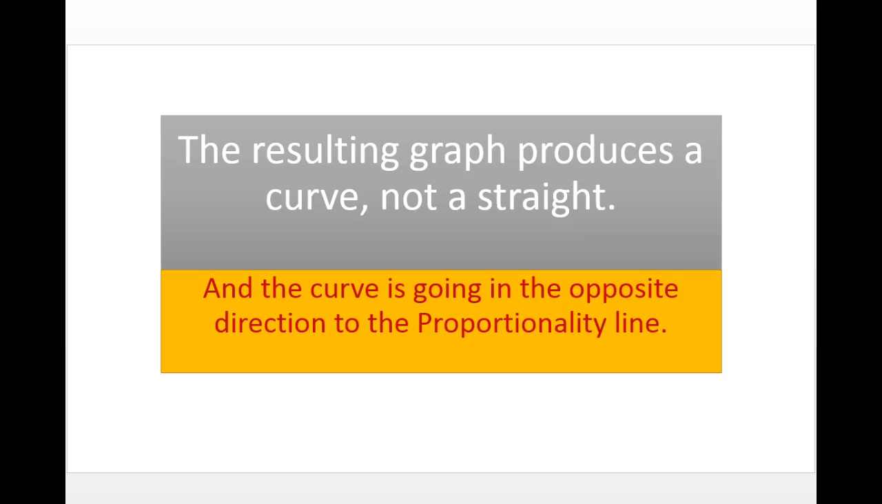Also, the resulting diagram is represented by a curve, not a straight line. You're not going to get a straight line in an inverse proportionality unless you do some manipulation, which I will discuss in a few minutes. But even that manipulation would not be an inverse proportionality. It would be converted to a proportionality straight line. But in this case, it would be a curve.